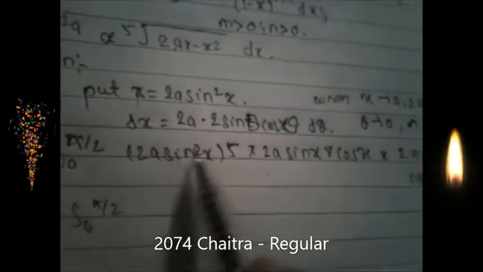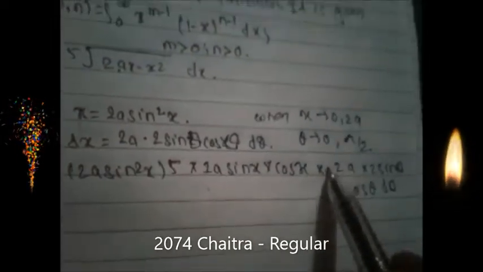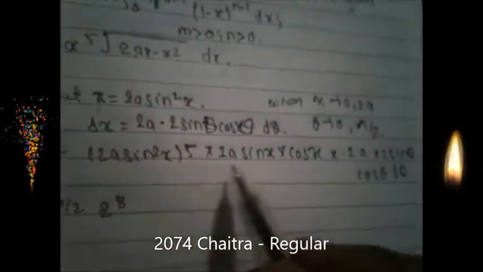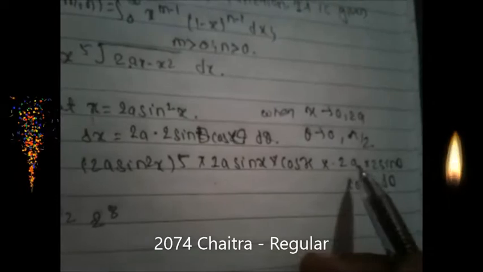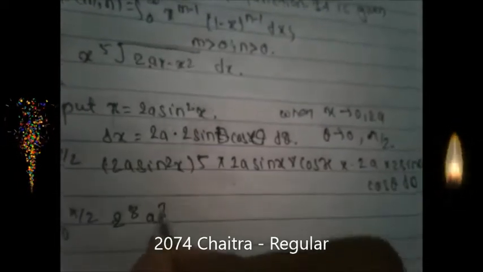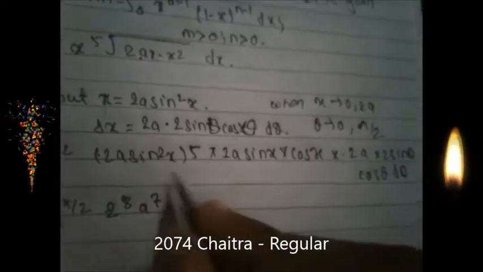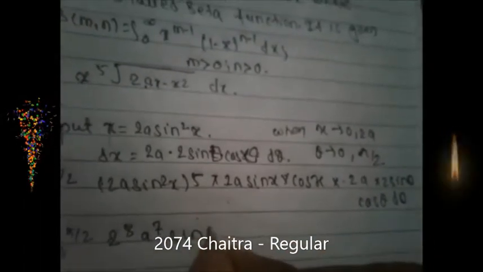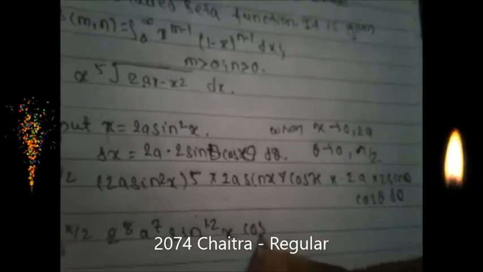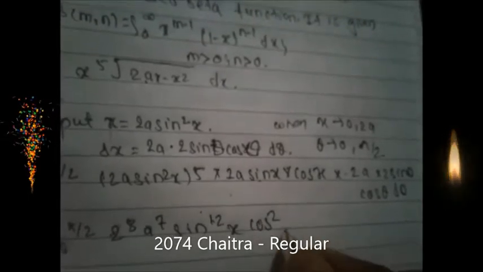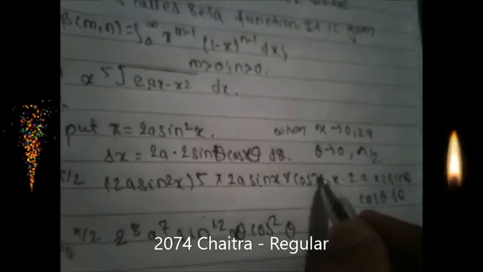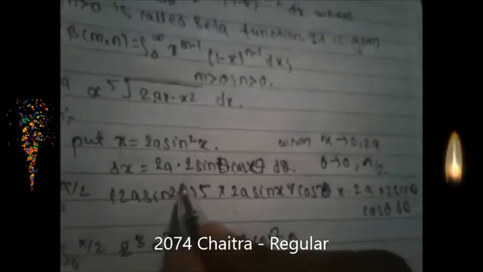How many 2 are there? 2 raised to the power of 8. How many a are there? a raised to the power of 7. How many sine are there? Sine raised to the power of 12. And how many cos are there? Cos raised to the power of 2. Sorry, this is theta, maintain theta here also.